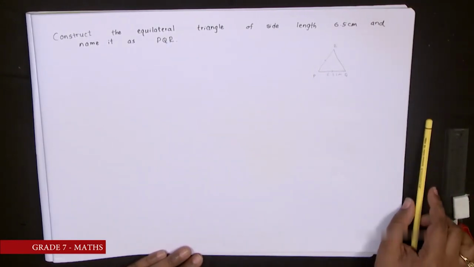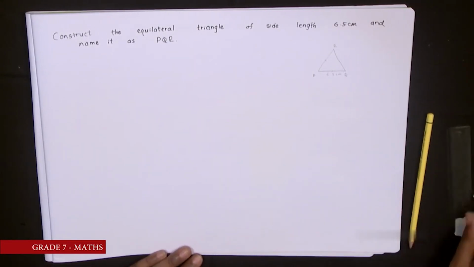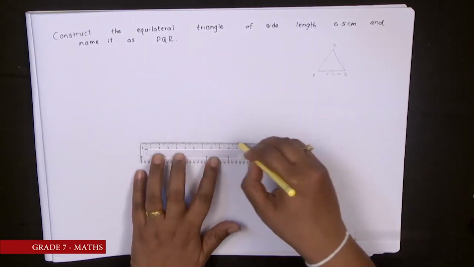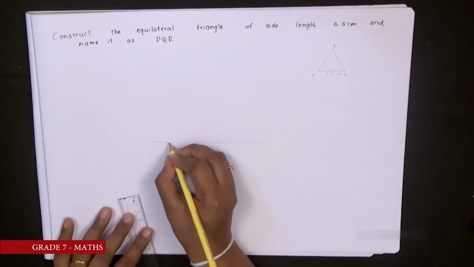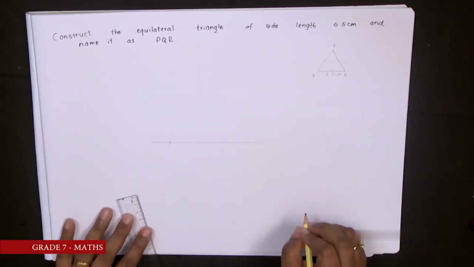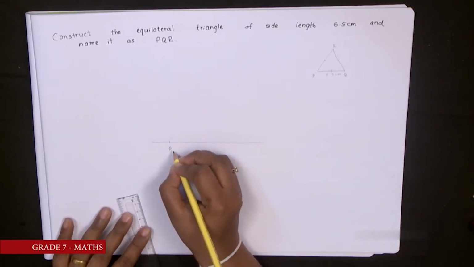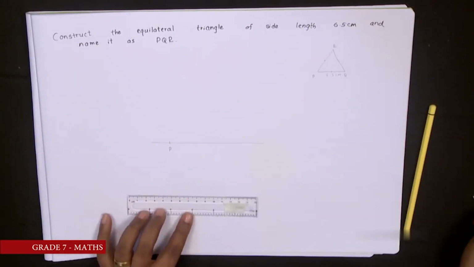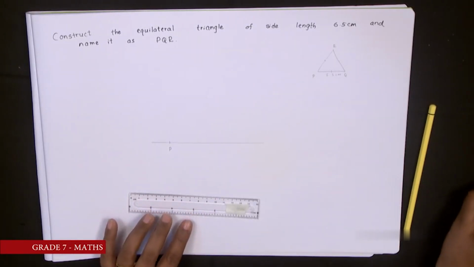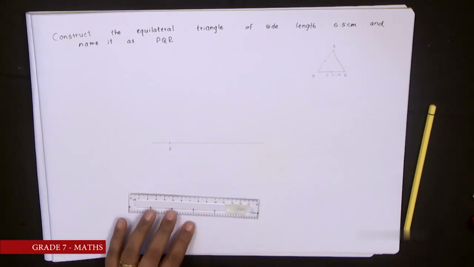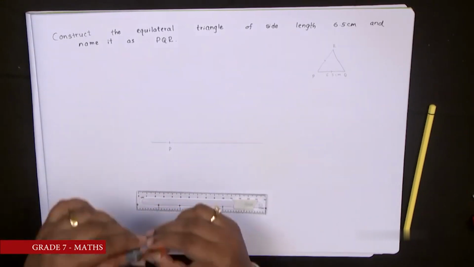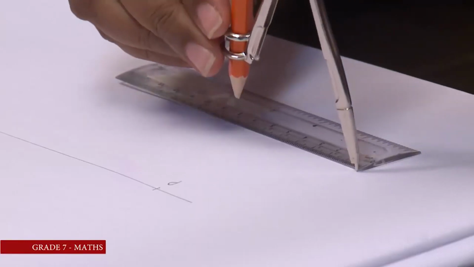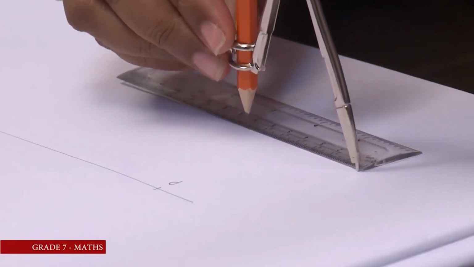Right. Now, we are going to construct this equilateral triangle. So, first of all, I am going to draw a straight line segment. Then I am going to mark a point on the straight line segment. We will name the point as P. Now, the length of PQ is 6.5 centimeters. Therefore, I am going to get 6.5 centimeters to my pair of compasses. So, I will place the tip of my pair of compasses on 0. Then place the tip of my pencil on 6.5 centimeters.